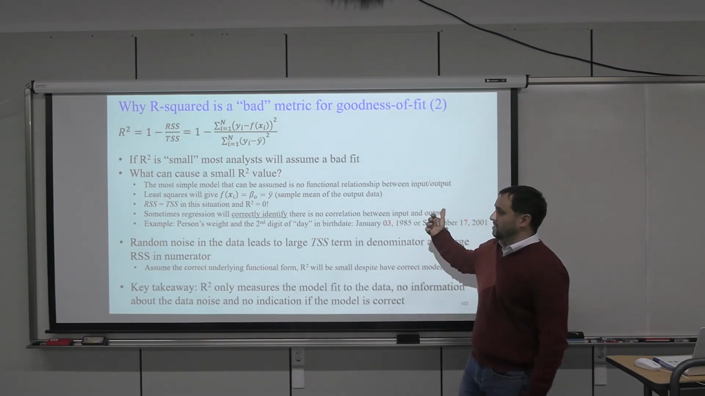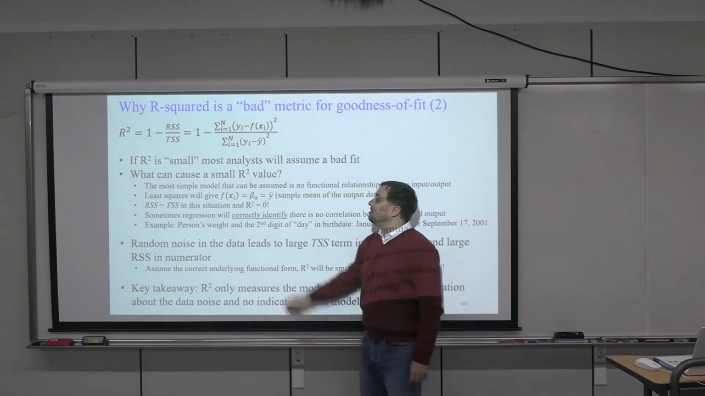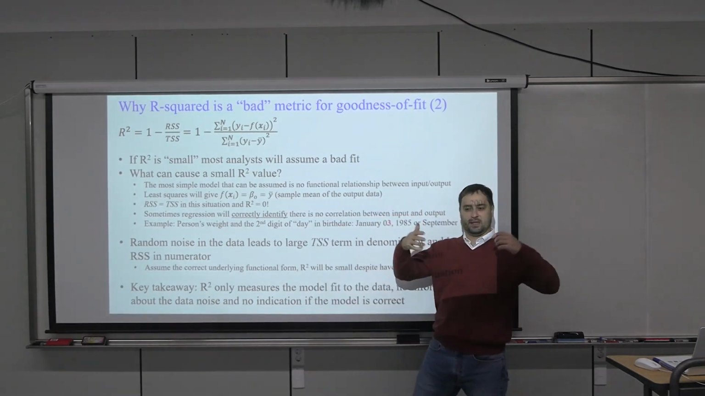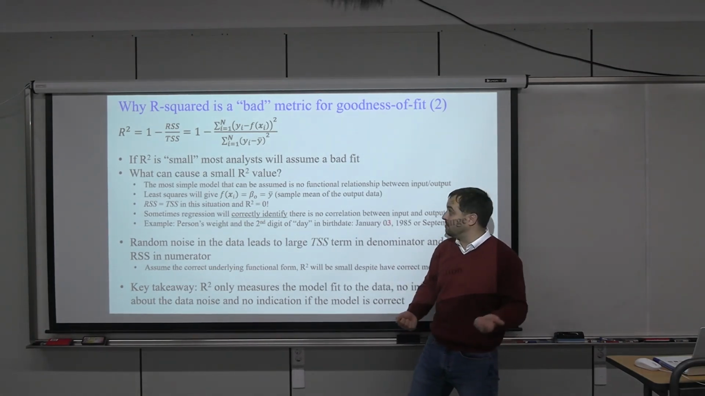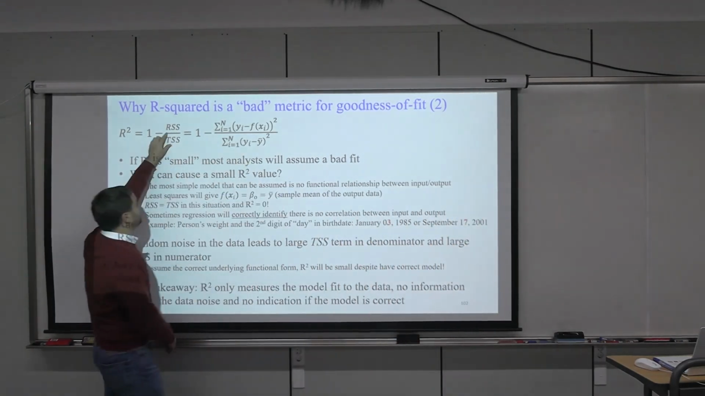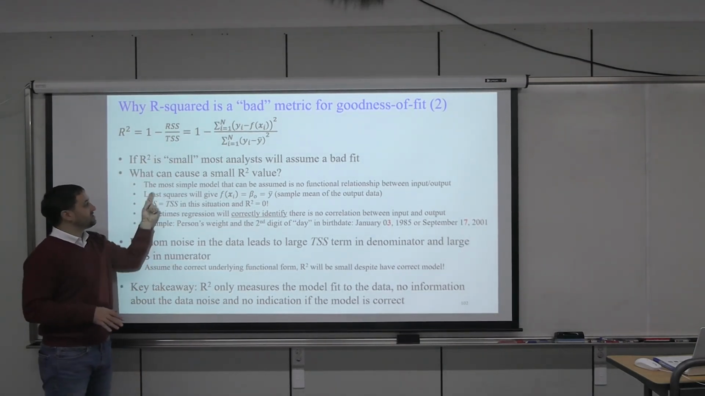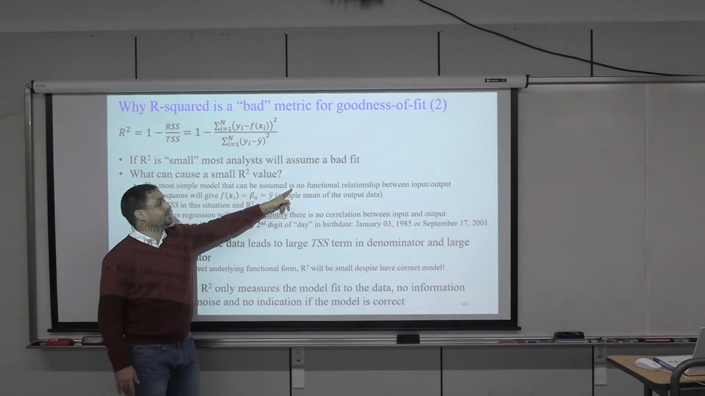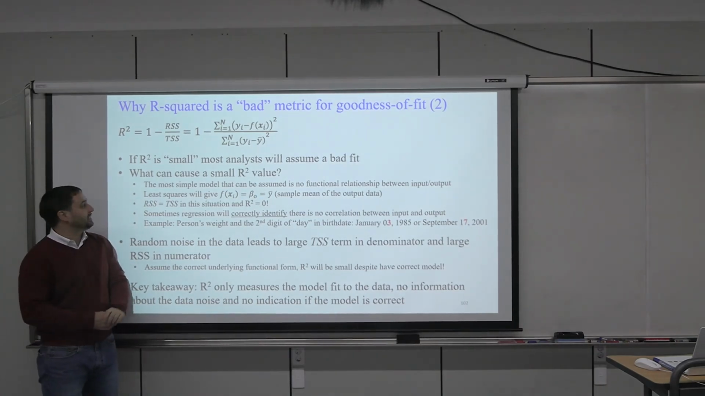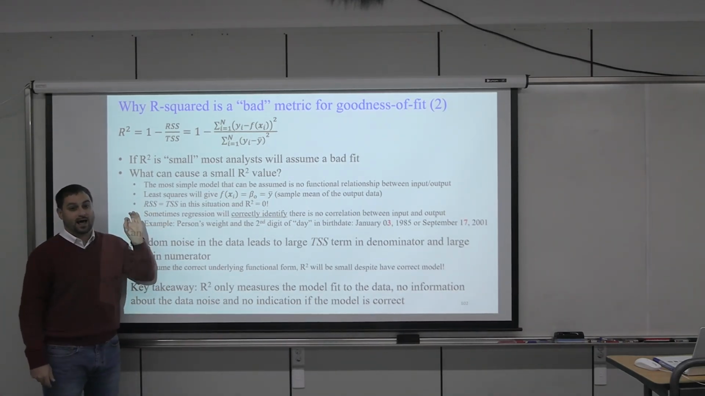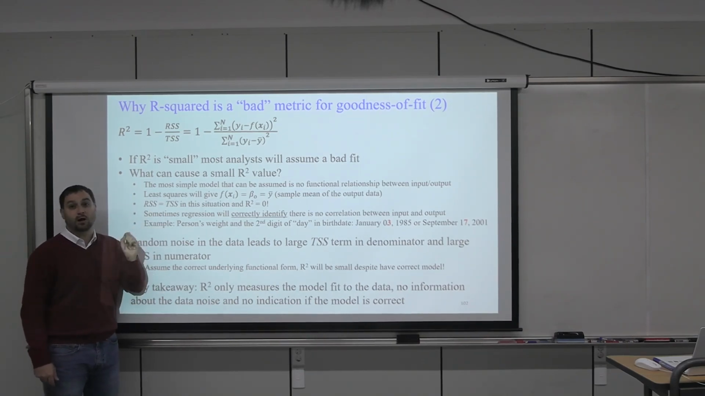Okay, now let's look at the other situation. If R squared is a small value, most analysts will assume that it's because it's a bad fit. Well, let's ask ourselves, what can cause a small R squared value? Once again, here's our equation. It's 1 minus this ratio. Remember, the simplest model that can be assumed is that there is no functional relationship between the input and output. Basically, we assume that y equals the sample mean. So this is actually the 0th order polynomial fit.